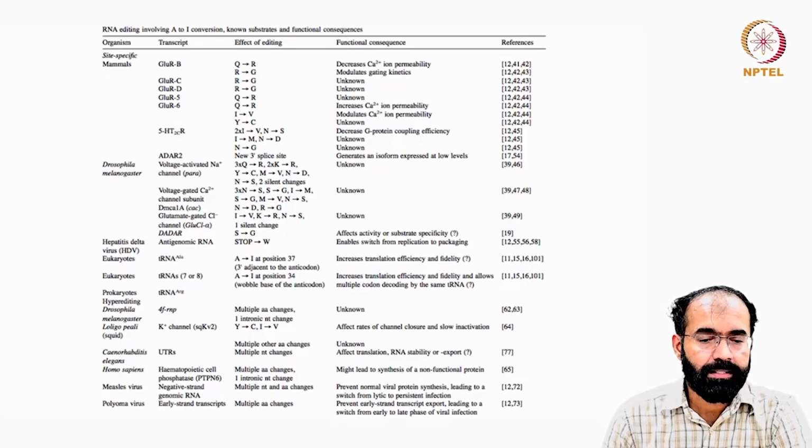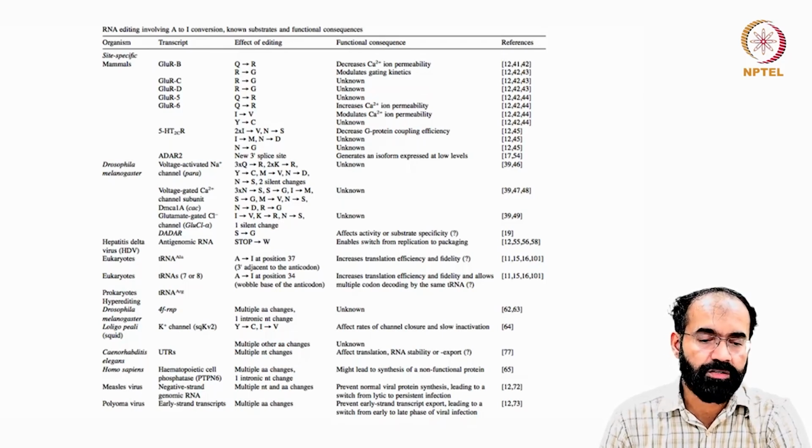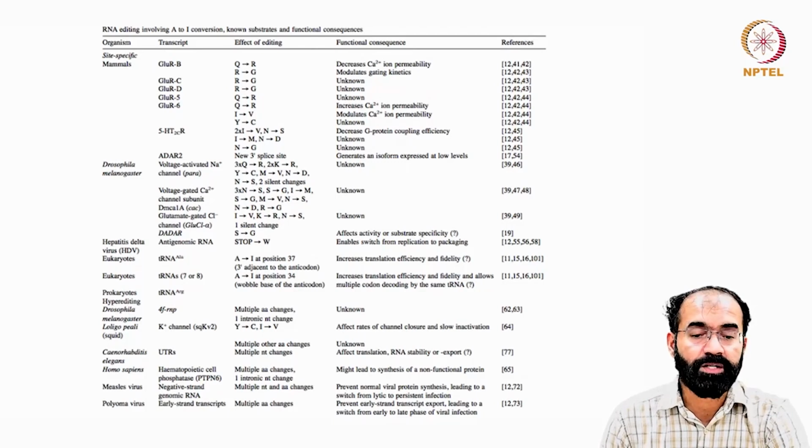So this is a very elaborate table of RNA editing involving A to I conversion, the known substrates and the functional consequences. You can see mammals, Drosophila, hepatitis virus, and so on. By transcript we basically mean the gene, that is GLU-RB, GLU-RC, like that. And what is the effect of editing?